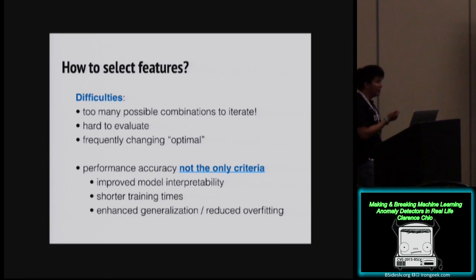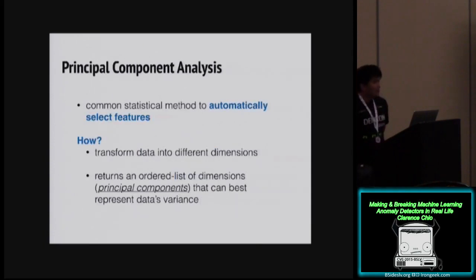Because it's a streaming model, you want to optimize for shorter training times. It has to be real time. If it's not real time, then it's kind of meaningless, because if you're doing anomaly detection in batch mode, then what's the point? You want to reduce overfitting as well. So let me just dive a little bit into PCA. PCA is a method that people use to select features automatically. Selecting features is very labor intensive.